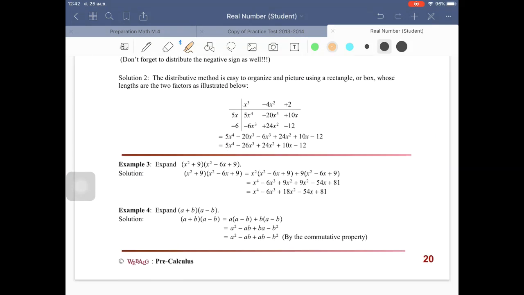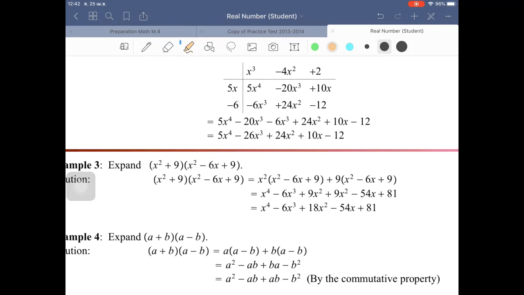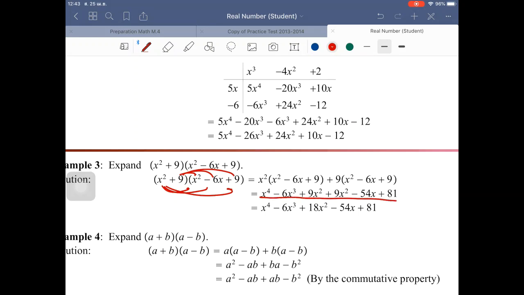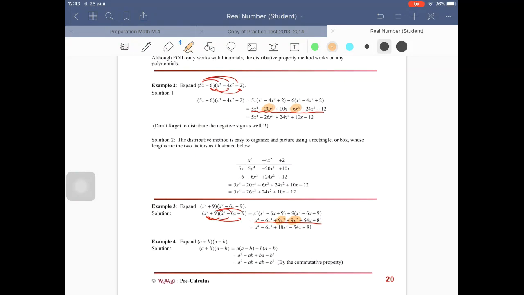polynomials. Okay, but here again, one more example. Expand one by one, and then you get these terms. Find the like terms, and then simplify. That's it. Very easy. The product is easy, but the division is a little bit difficult.